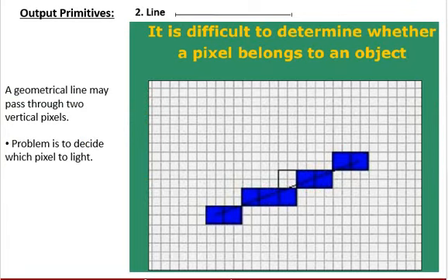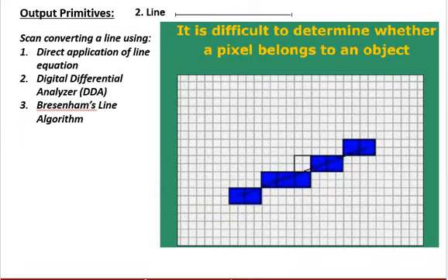It is difficult to determine whether the pixels belong to the object. That is why the lines in the pixel section look like this. In scan conversion, we are using the direct application of the line equation. Here we have several methods: direct application of the equation, then the digital differential analyzer, which is DDA, and lastly the Bresenham line algorithm.